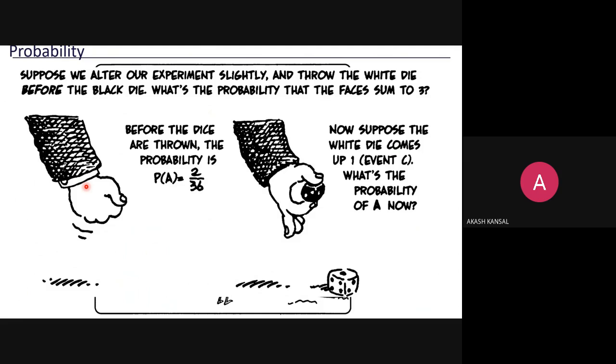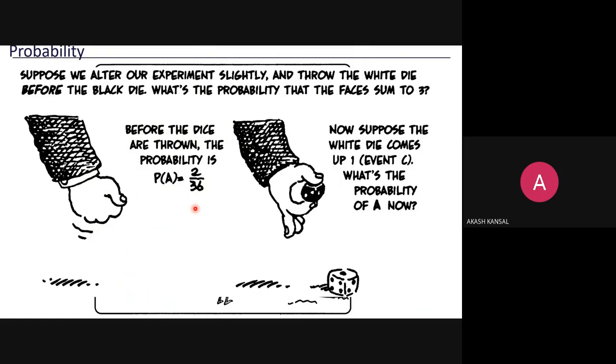So let's talk of this example. Let's alter our experiment of throwing the double dice. Let's throw them one by one. In the first scenario, you are throwing the white dice first and then the black dice. The scenario 1 is, what is the probability of getting the faces sum to be 3? You just simply say that it is going to be 2 by 36 because your outcomes would be 2 1 and 1 2, right? So just 2 out of 36.